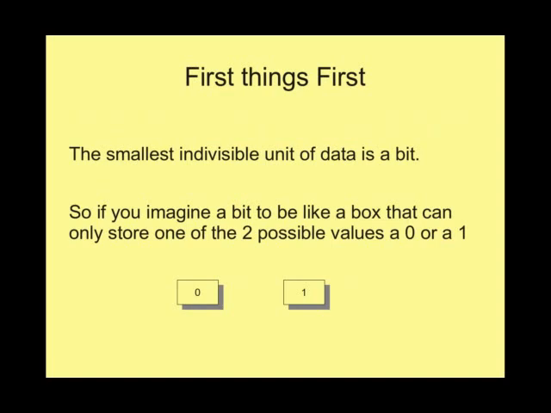So first things first, the smallest indivisible unit of data is a bit, right? If you imagine a bit to be like a box that can store only 2 possible values, a 0 or a 1, it would look something like this. Here's a bit storing the value 0 and here's a bit storing the value 1. Now this system is called binary because it can only store 2 values, 0 or 1.